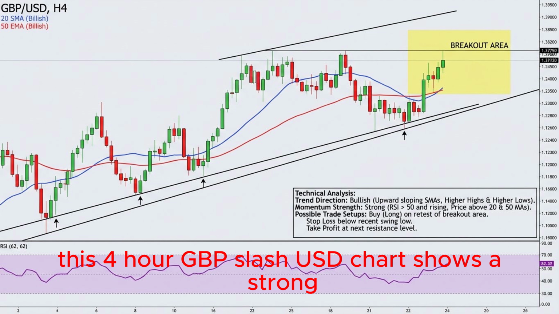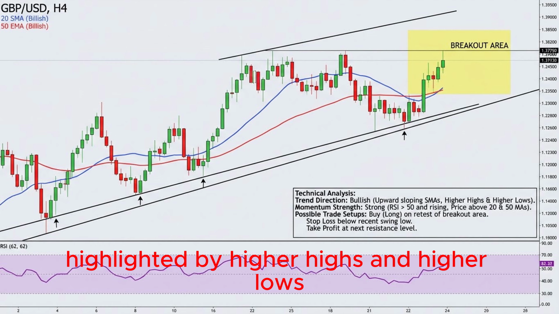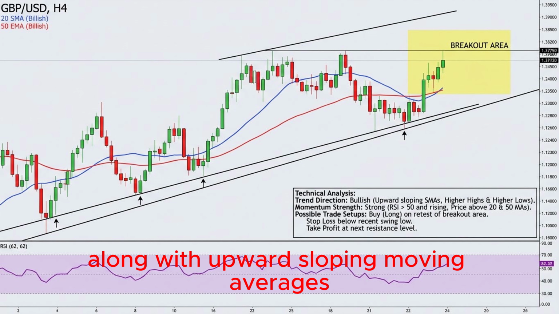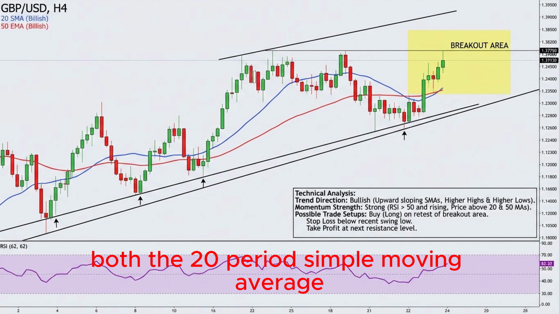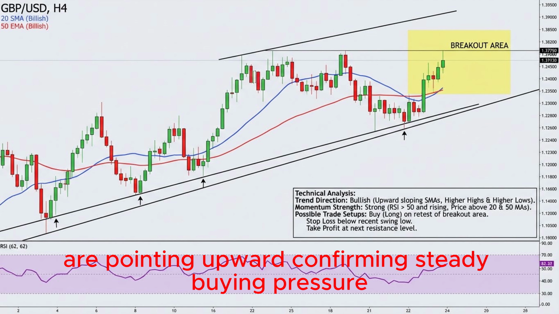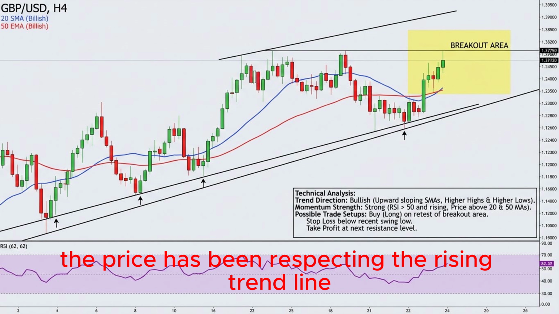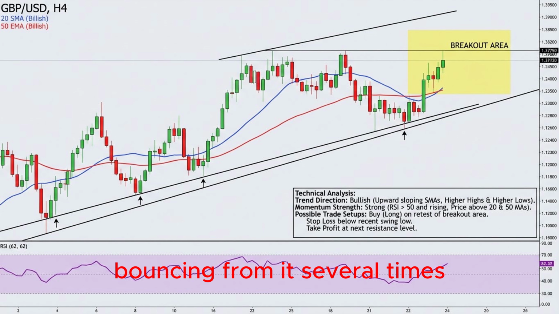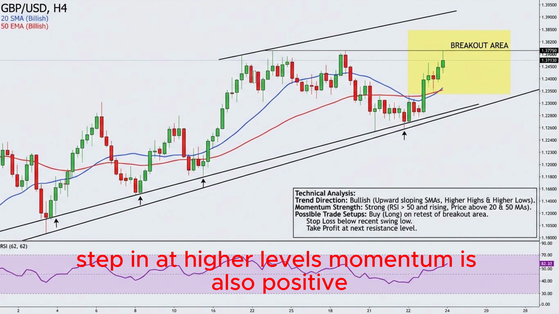This 4-hour GBP/USD chart shows a strong bullish trend, highlighted by higher highs and higher lows, along with upward sloping moving averages. Both the 20-period simple moving average and the 50-period exponential moving average are pointing upward, confirming steady buying pressure. The price has been respecting the rising trend line, bouncing from it several times, which shows that buyers consistently step in at higher levels.